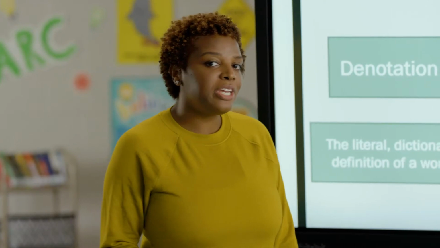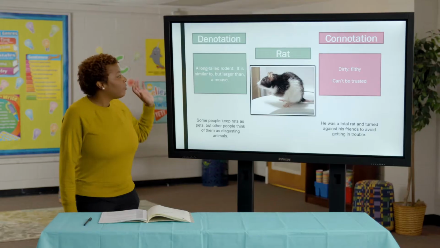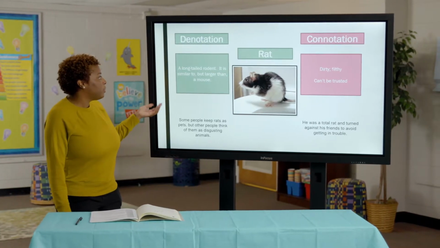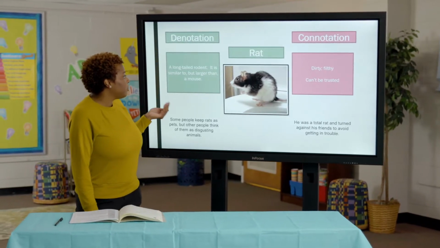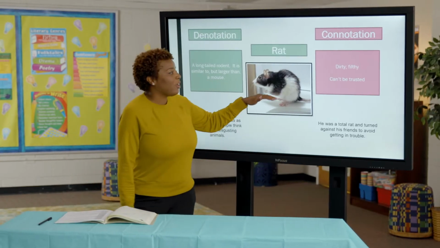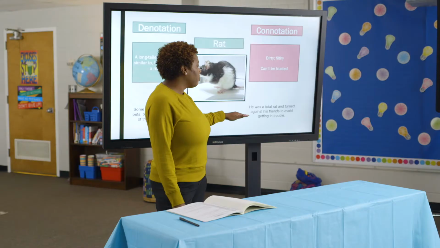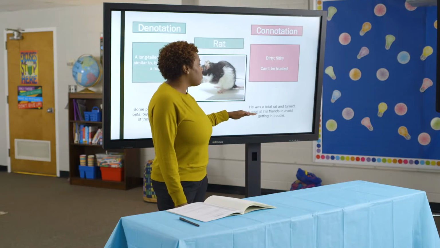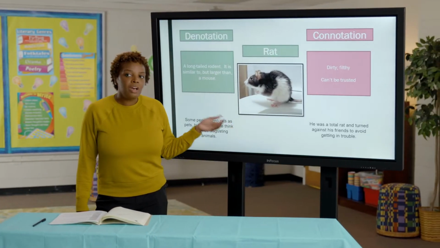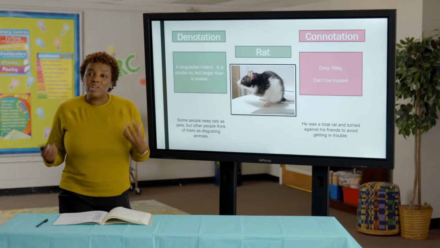Okay, so now we're going to get a chance to do a little bit of practice. Of course, most of us know the denotative meaning, or the denotation, of rat, which simply is a long-tailed rodent. It is similar to but larger than a mouse. So that is our denotative meaning of rat. However, when you think about the connotative meaning, you may have a rat as a pet. However, most people think that they're dirty and also filthy and can't be trusted. He was a total rat and turned against his friends to avoid getting in trouble. So again, this is the connotative meaning of the word rat: someone that cannot be trusted, someone that's dirty or filthy.